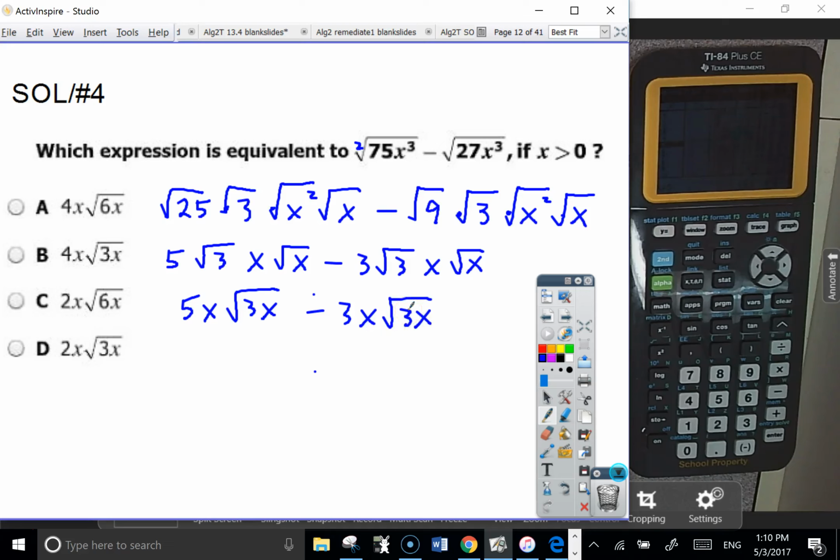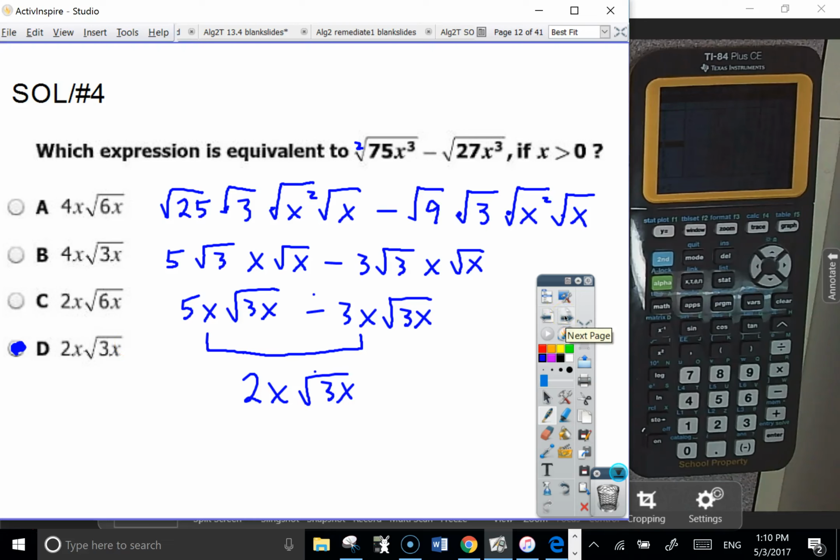Okay, now we have like radicals, right? They're both square roots of 3x. So how do we combine? Subtract the coefficients. What's 5x minus 3x? 2x times the square root of 3x. Done. That's how you do that one with the math.